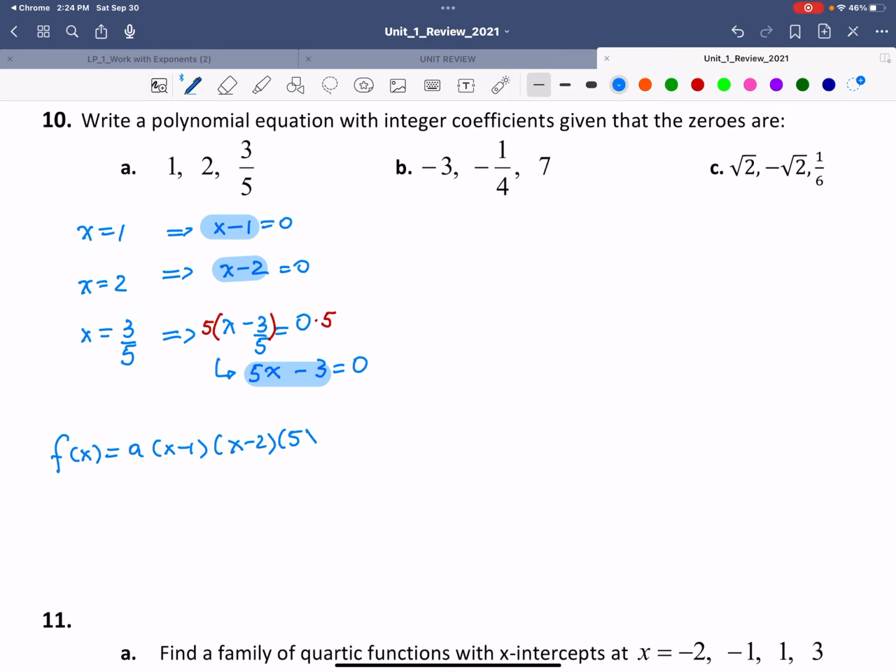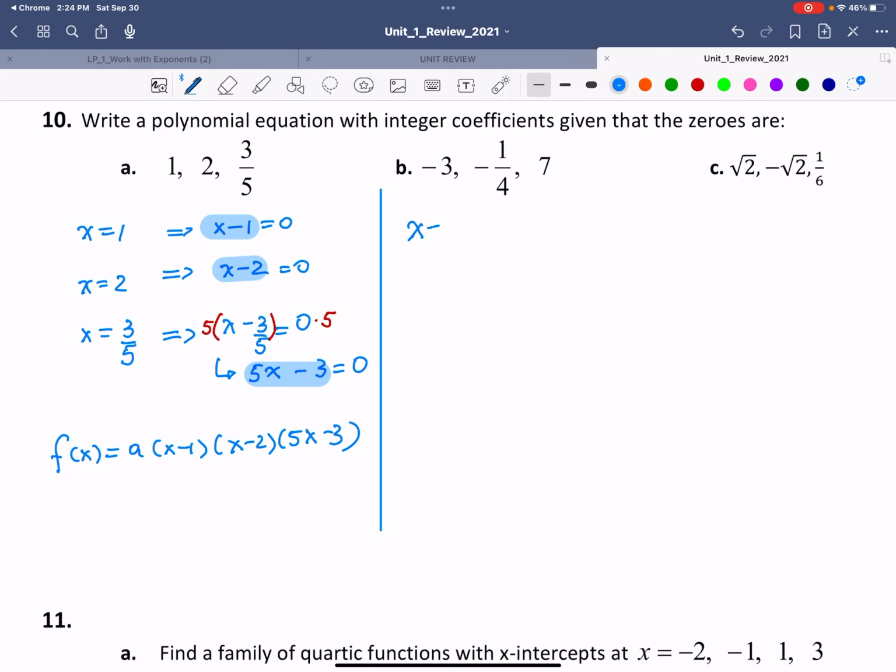Notice that in the question, you're asked to write a polynomial equation with integer coefficients, which means that the coefficient a is not required, so you don't have to write a specific value for it. Any member of the family of polynomial functions with the indicated roots would make a good answer. So let's continue with the next example, and you can try this on your own if you wish.